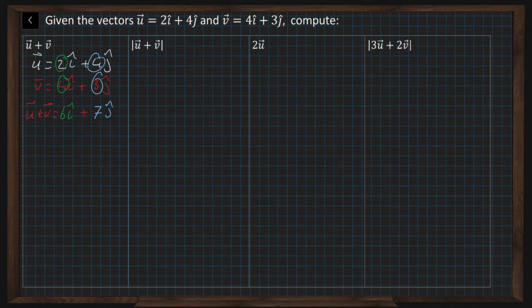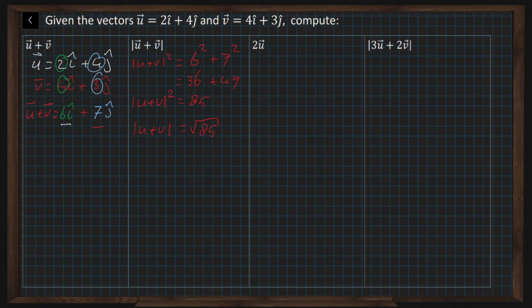And we know that the magnitude of a vector squared is equal to the sum of each component squared. So we take our first component, which is 6i, so that is 6 squared. And then we have our second component, which is 7 squared. That's 36 plus 49, which is 85. So u plus v, and the magnitude of that squared, is equal to 85. So the magnitude of u plus v is equal to the square root of 85.